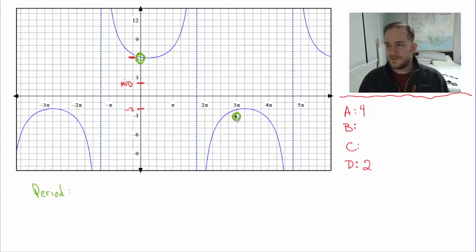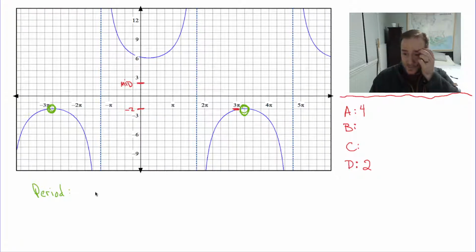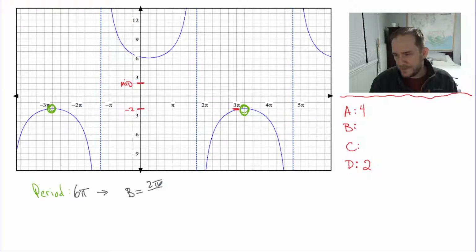Now that's not our period though, because our period should have gone from one of these local extrema all the way to the other one. So what we just did by going from min to max is we found only half of our period. And if half of our period is 3 pi, then a full period is 6 pi. So there, we did it. Now that thing being 6 pi implies that our b value is 2 pi divided by our period, which is 2 pi divided by 6 pi. So the pi's cancel first, then you can cancel the 2 with the 6 to just get 1/3. So that's our b value.